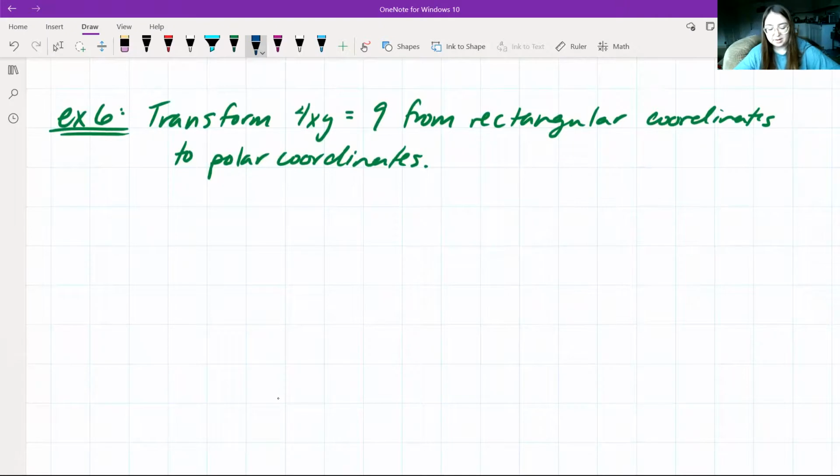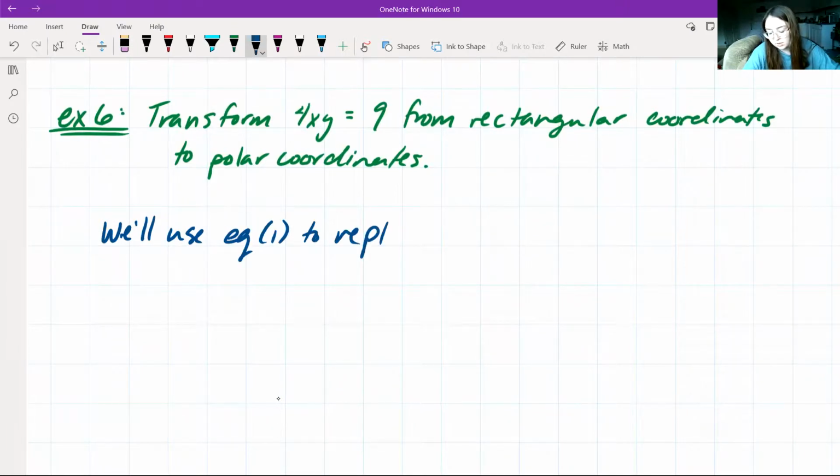All right, so our last problem here, example 6, now we're going to transform from rectangular coordinates to polar coordinates. So for example 6, we want to transform 4xy is equal to 9 from rectangular coordinates to polar coordinates. If we want to transform these, we're actually just going to use the conversions from equation 1 to replace x and y. So we're going to use equation 1 to replace x with r cosine of theta and y with r sine of theta.